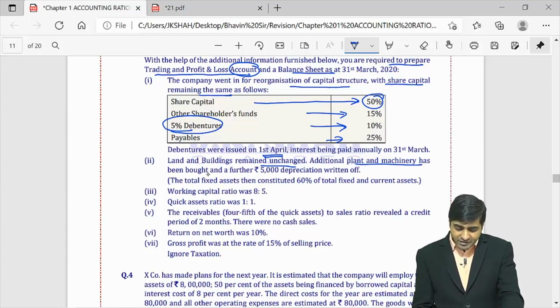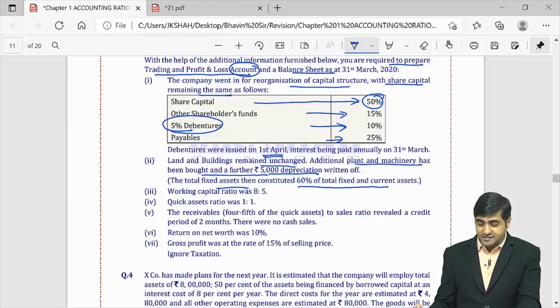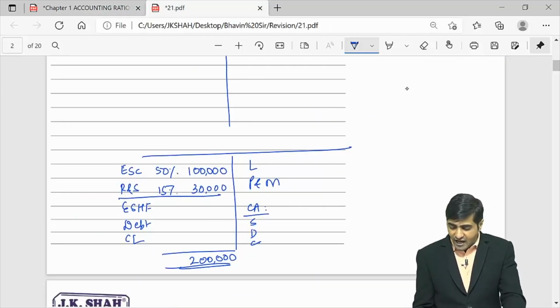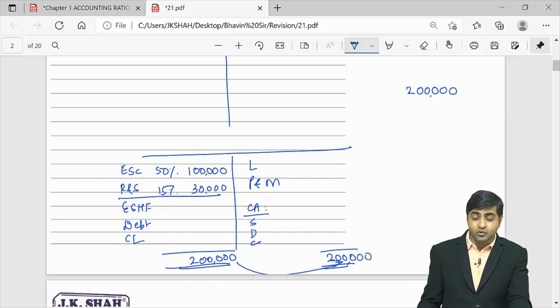An additional plant and machinery has been further bought, and a further 5,000 depreciation has been written off. And guys, the total of fixed assets then constituted 60% of total fixed assets and current assets. So this adjustment, I would just like to present it to you like this, that we have 2 lakh rupees as your total of assets also, correct?